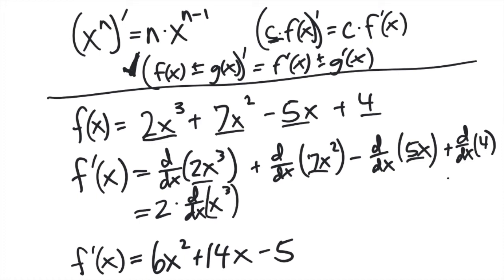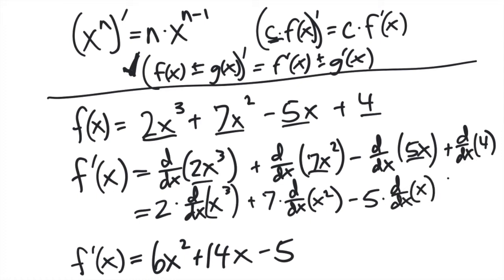I don't want to jump all the way to the end and then you say, well, where did that come from? How did we get there? If you can do that, great. But at least once here, I want to look at what are the details of why this all works. So for the second term, you can pull that 7 out front and then times d over dx of x squared. And then minus, pull the 5 out front, and then times d over dx of just an x. And then the last one there is just the derivative of a constant. You remember what the derivative of a constant is, right? Even though I didn't write it on the top of the page. Derivative of a constant is always 0.